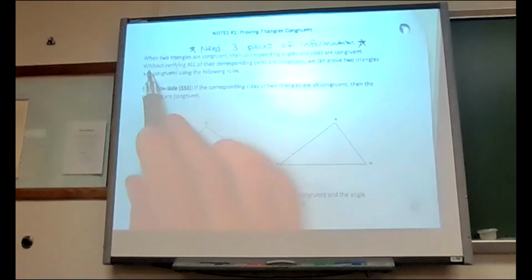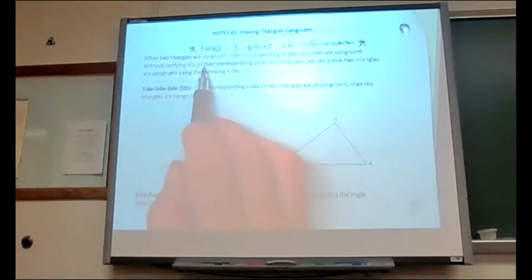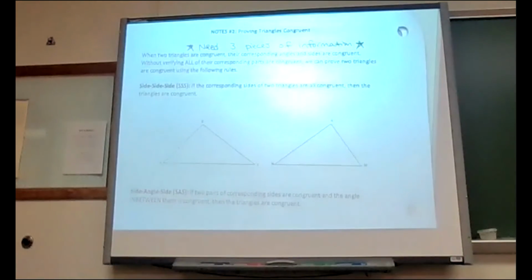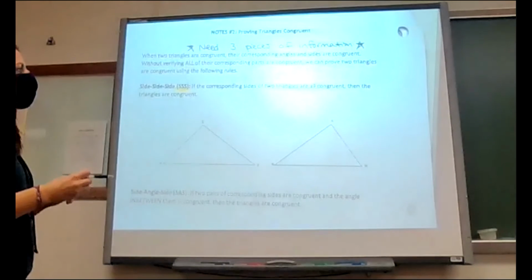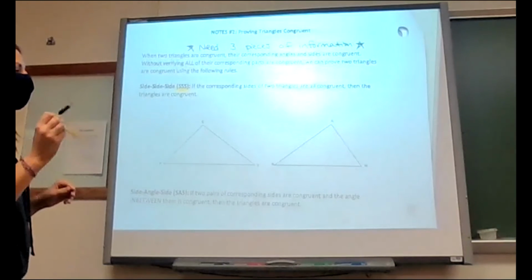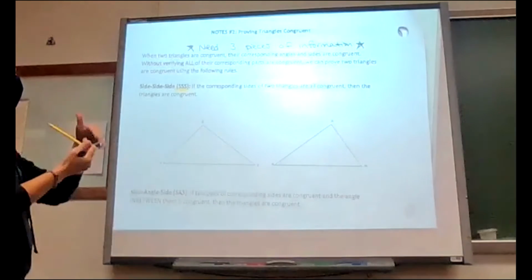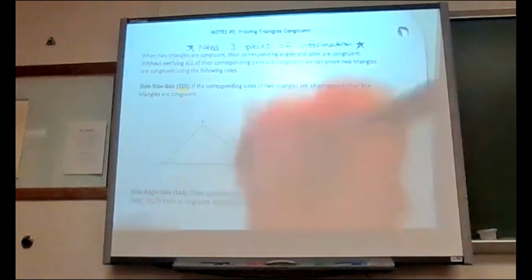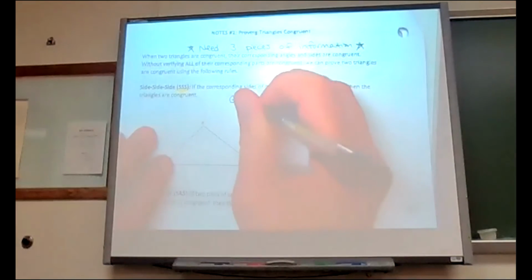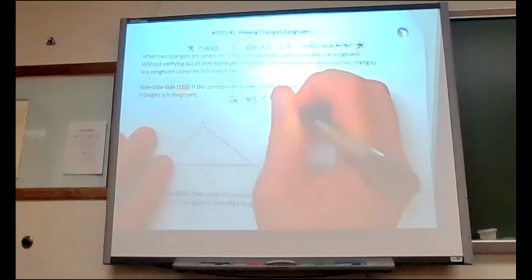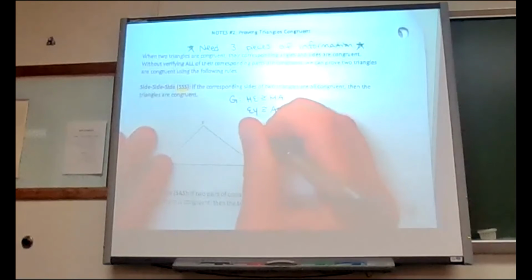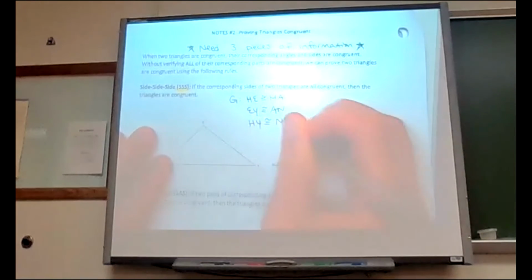What I just said repeats here. Without verifying that all of the parts are congruent, we can prove 2 triangles are congruent in the following ways. One way is SSS, or side, side, side. If all of the sides in the 2 triangles are the same length, there's only going to be one way to put those 3 sides together, so my triangles must be congruent. What I would be given is possibly HE is congruent to MA, EY is congruent to AN, and HY congruent to NM.